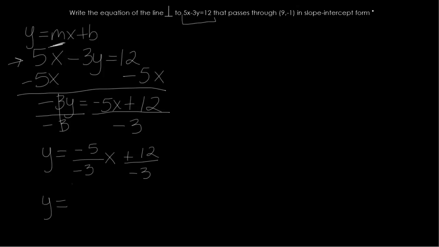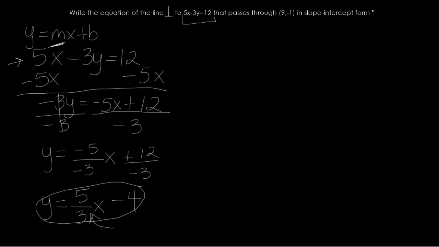y equals -5 over -3. A negative over a negative is a positive, so that gives me +5/3 x. A positive 12 divided by -3 gives me a -4. So right there, this is the equation now written in slope-intercept form. So what is the slope? 5/3. So the slope of this line is 5/3.